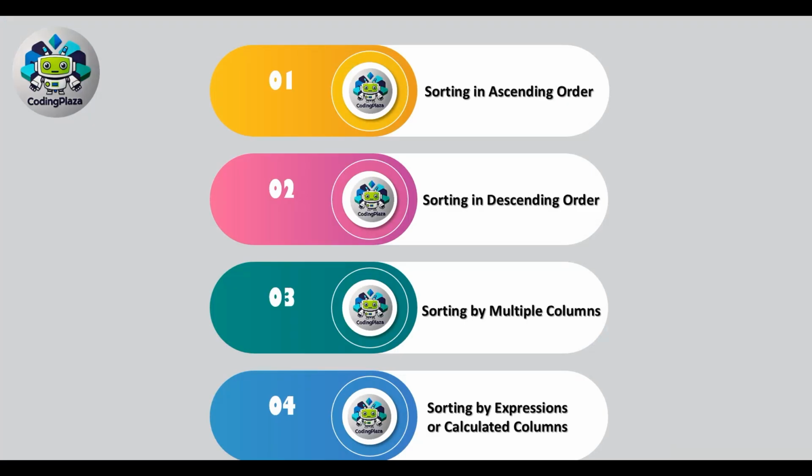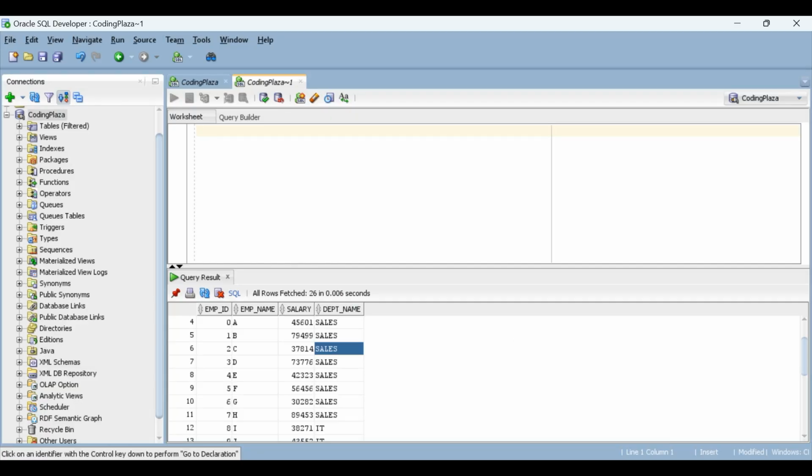Okay, coming to the fourth point, sorting by expressions or calculated columns. So how to write this query, I will show you. Sort by expression means, if you are using any expressions for the columns, the order by should follow that expression. For that, I'll show you in this query. Employees.